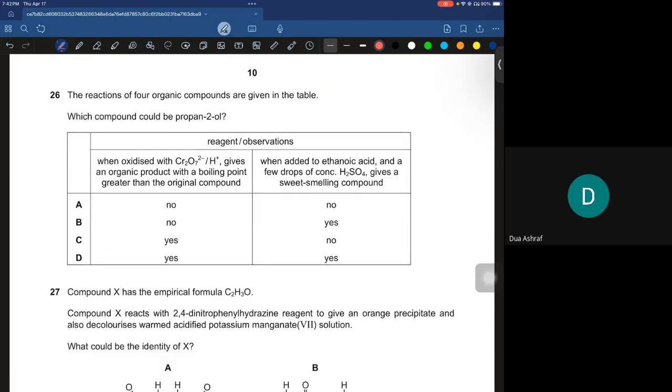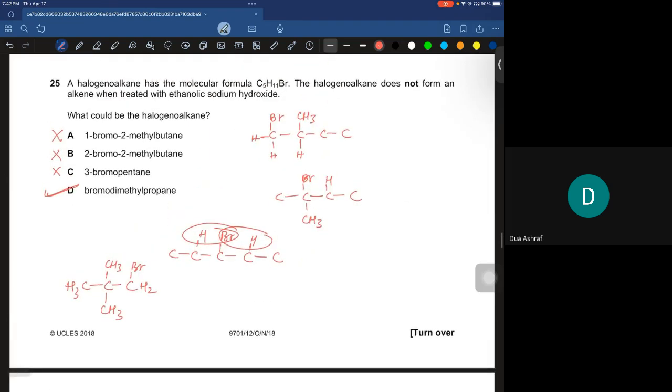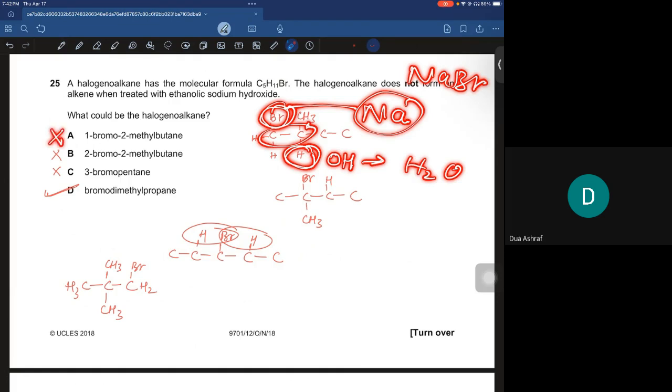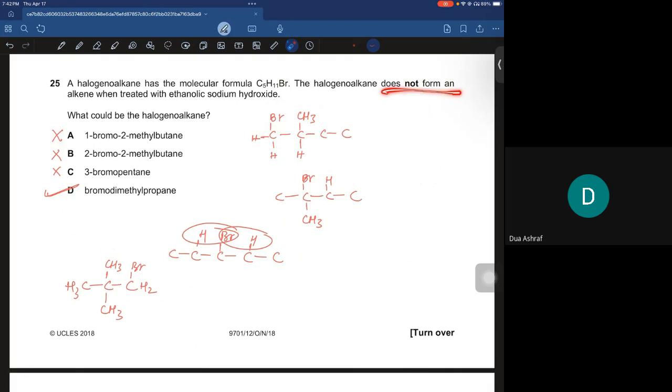Sir, can you explain the question again? Okay. Basically, in this question an elimination reaction is going to take place. Sodium hydroxide is a base, so it can remove an acid. In your structure, this is HBr. Na would take this Br and form NaBr, and OH would take its H and form water. So the double bond would be formed, which means an alkene is produced. So this option is incorrect because according to the question, alkene shouldn't be produced by this molecule.